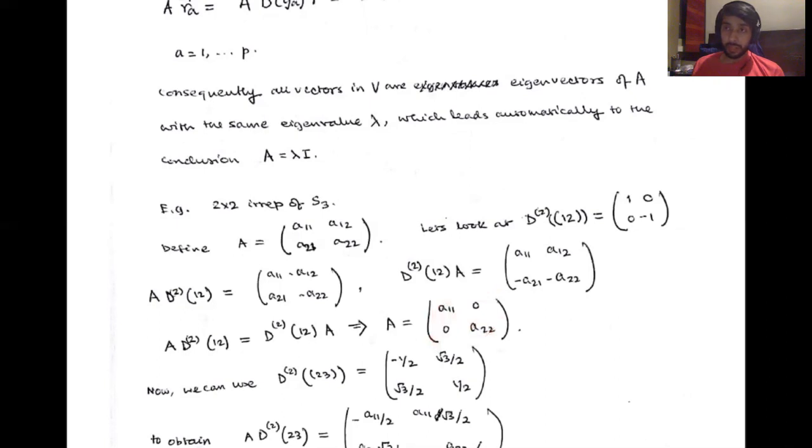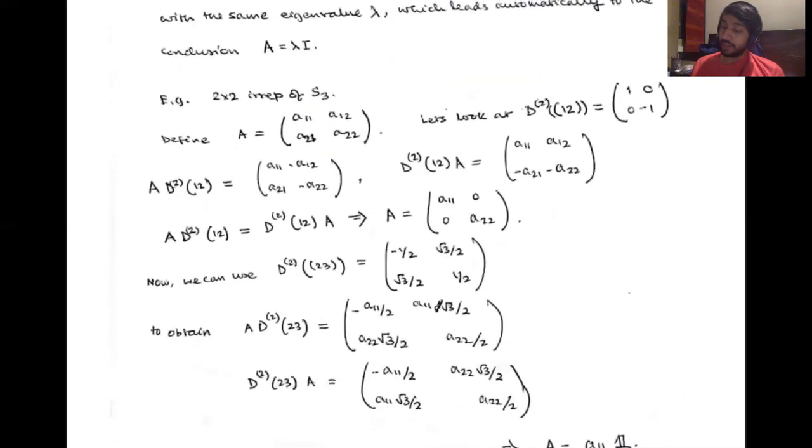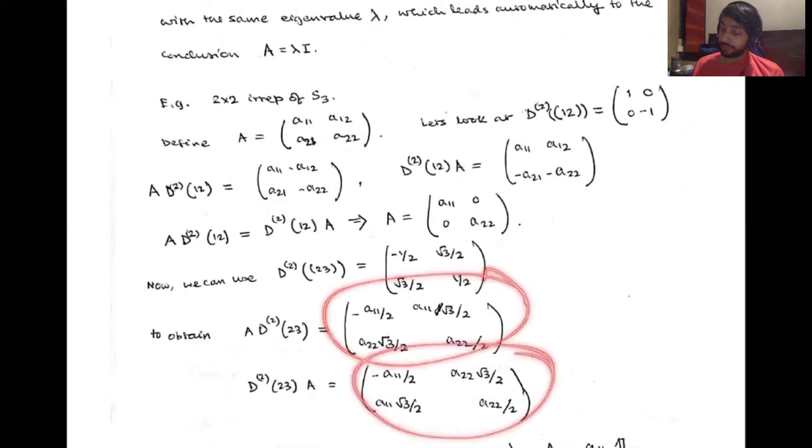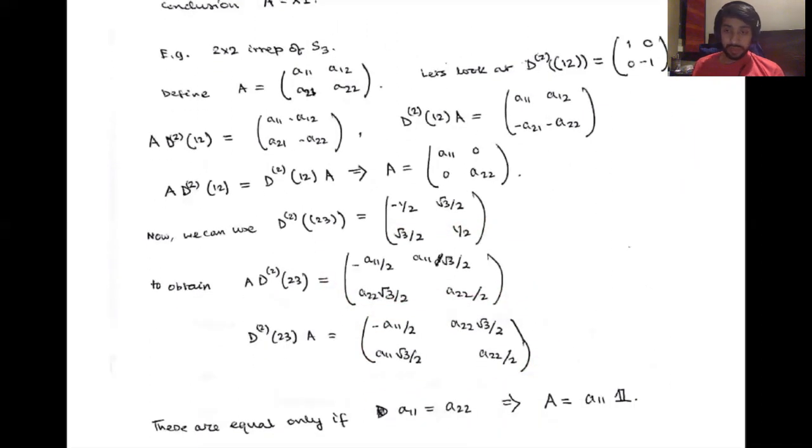So that was something that we did with one element. Now remember that A has to commute with every element. So let's look at D2 of (2 3). This is this particular matrix that we have out here. And again, let's do A D2 and D2 A. So we get two more things out here. And from here, it would be obvious that if we equate these two, you will get A11 is equal to A22, right? So this has to be equal to this, and this has to be equal to this. So you see that A has to be A11 times the identity.